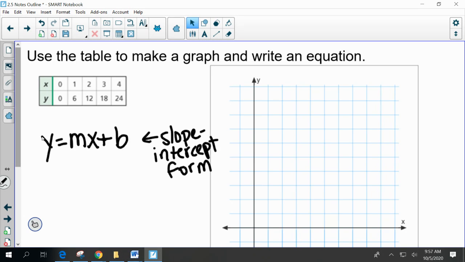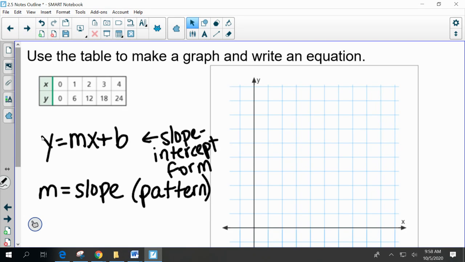The m in this formula stands for the slope. m always stands for slope in algebra. And we're going to learn a formula for that later. I'll teach you how to calculate slope, but for today, we're just going to look at the pattern in order to find the slope. So we're not going to calculate any formula yet, but we will. And then b, we already have learned, stands for the y-intercept.